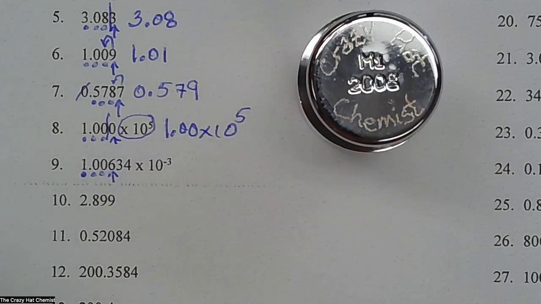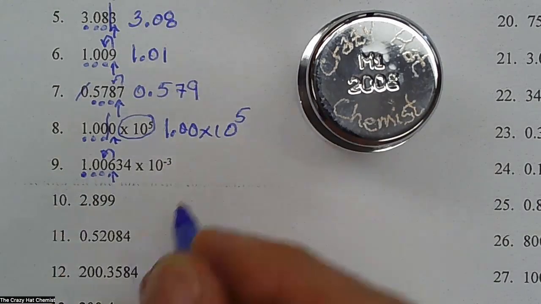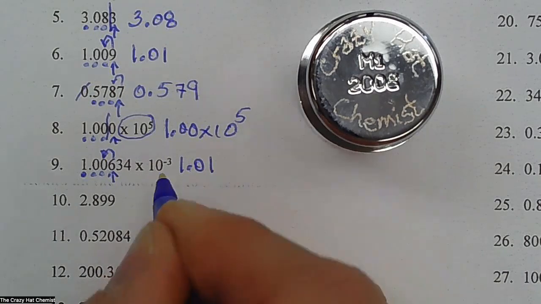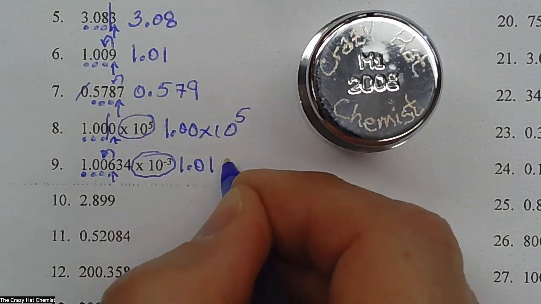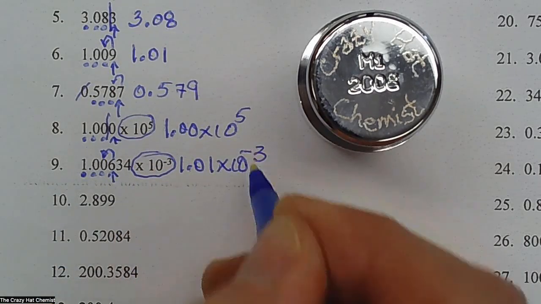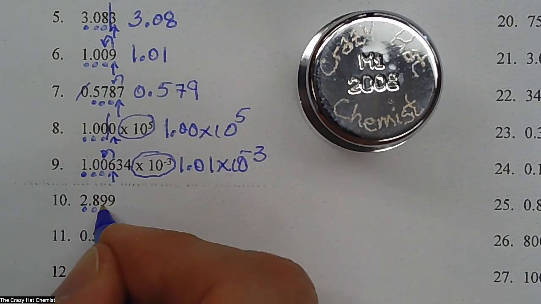1, 2, 3 numbers. I'm rounding with that 6. That's 5 or greater. Add 1 to the preceding digit, 1.01. And then I cannot disregard this times 10 to the negative 3. And I have 1, 2, 3 numbers.